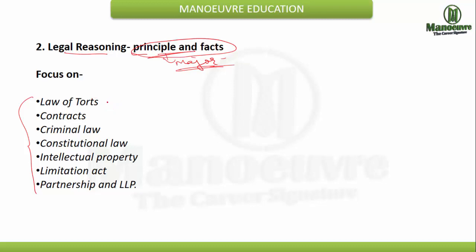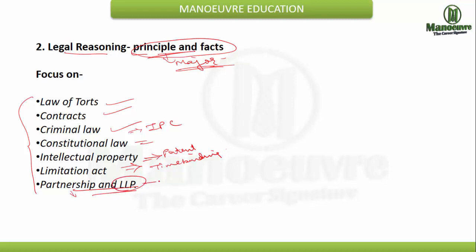You have to only concentrate on law of torts, contract, criminal law, which covers your Indian Penal Code, then your constitutional law, then your intellectual property. This is nothing but patent, trademark and copyrights. This is your Limitation Act. What does the Limitation Act say? It says if you have some problem today, then within how much time you can sue a person. So the Limitation Act is nothing but your time binding things. Next is the partnership and LLP. Partnership is about the Partnership Act, and LLP is about your limited liability partnership.